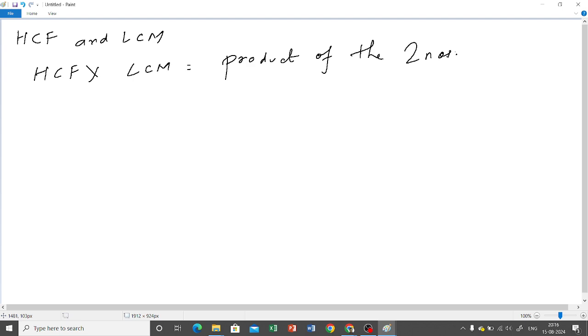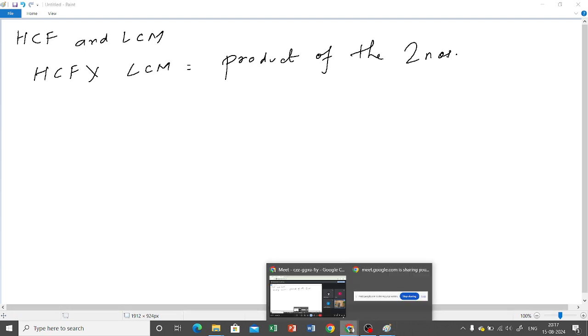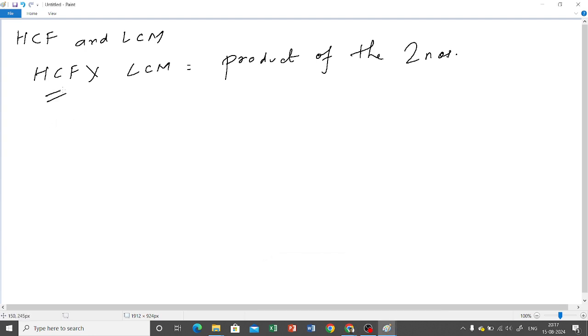HCF into LCM is equal to the product of the two numbers. So if there are two numbers A and B, and their HCF is HCF and their LCM is LCM, then the product of HCF and LCM is equal to the product of the two numbers.